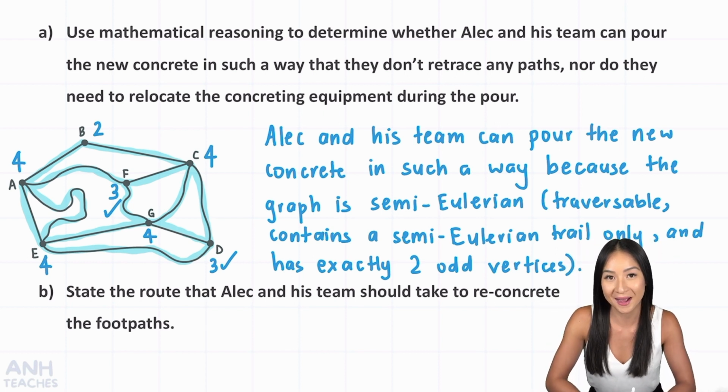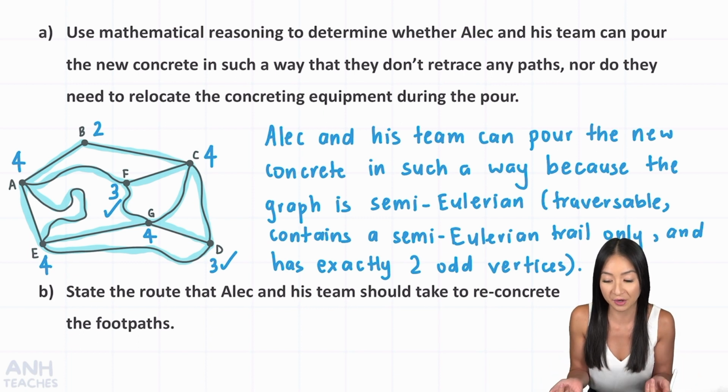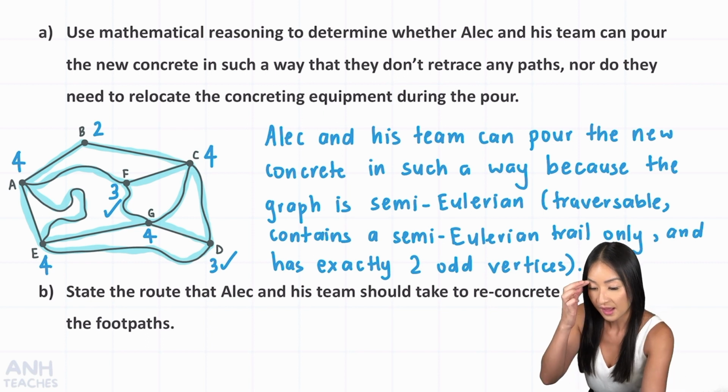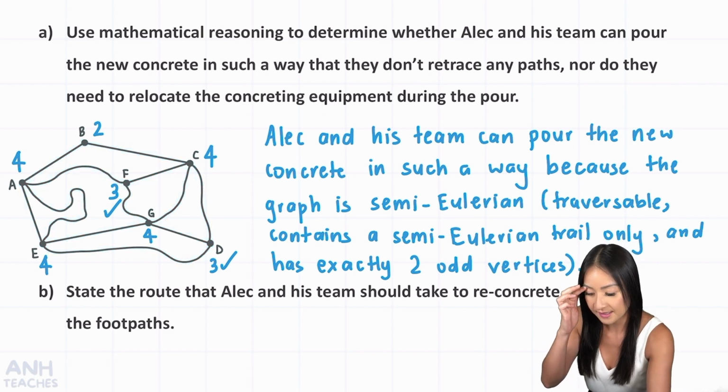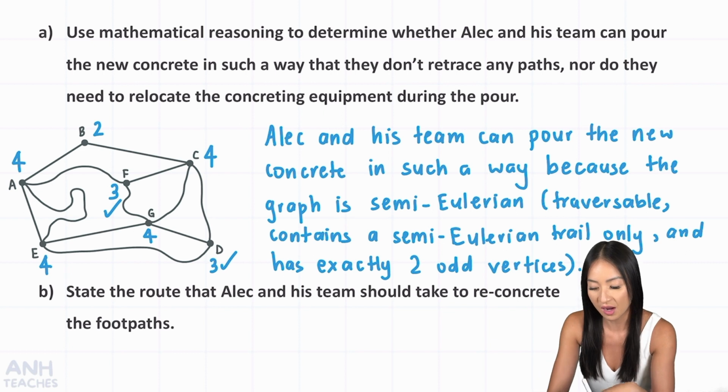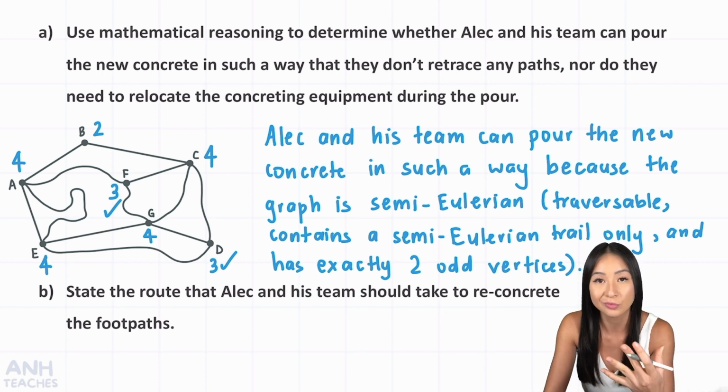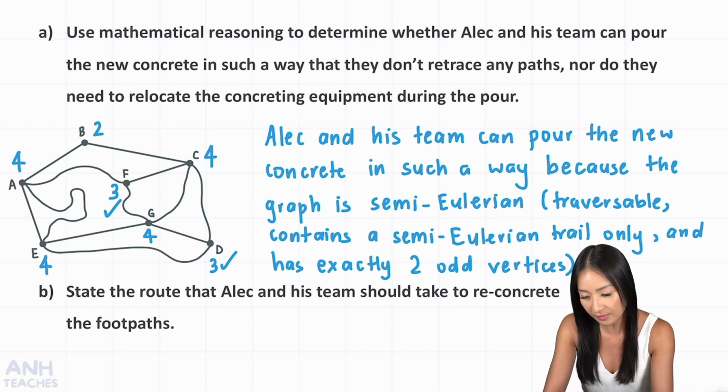Now, moving on to part B, state the route that Alec and his team should take to reconcrete the footpaths. Okay, well, I actually found the semi-Eulerian trail earlier. I'm going to erase that and highlight as I write down the walk, or the trail in this case.